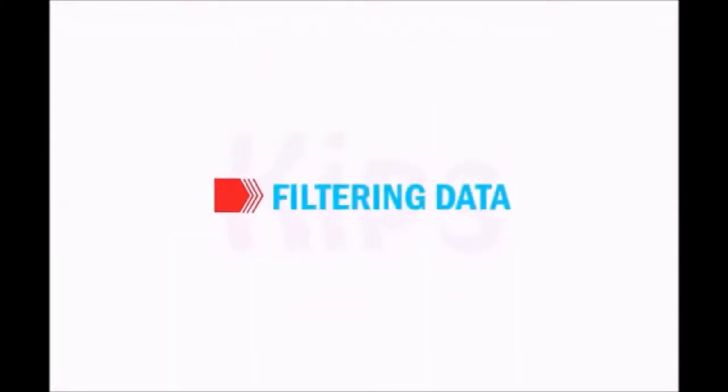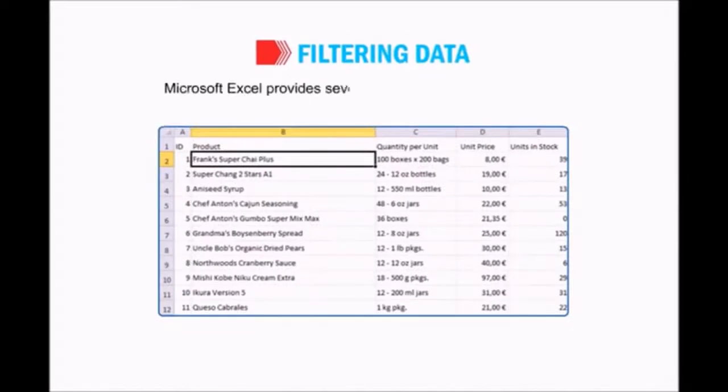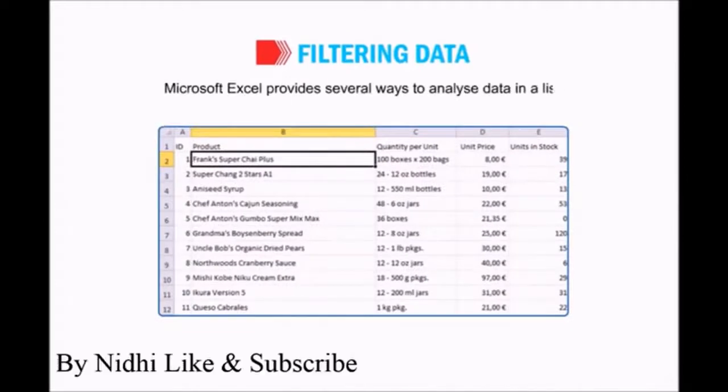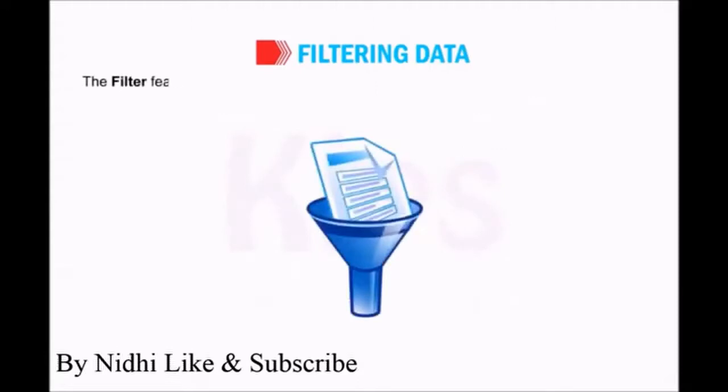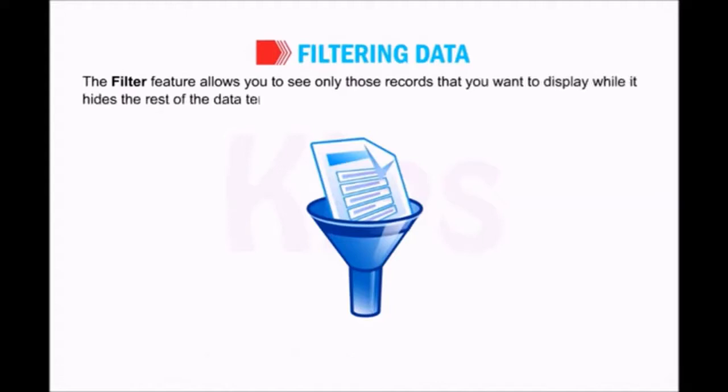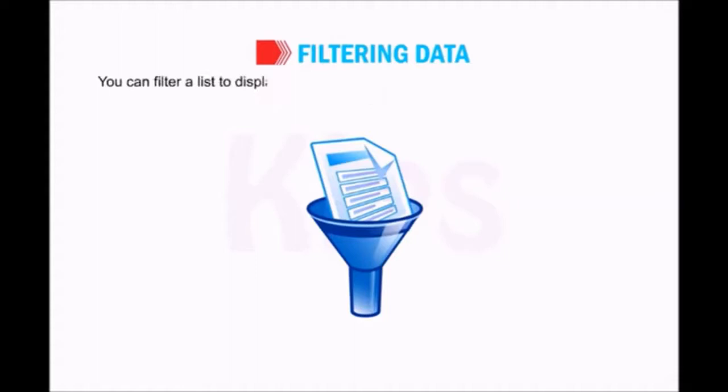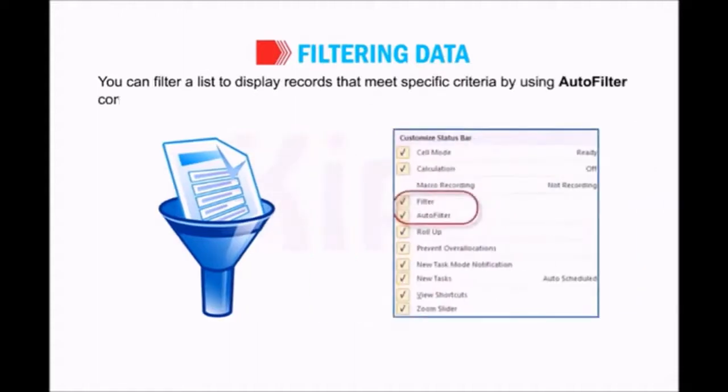Let us now discuss filtering data. Microsoft Excel provides several ways to analyze data in a list. The filter feature allows you to see only those records that you want to display, while it hides the rest of the data temporarily from the view. You can filter a list to display records that meet specific criteria by using AutoFilter command.